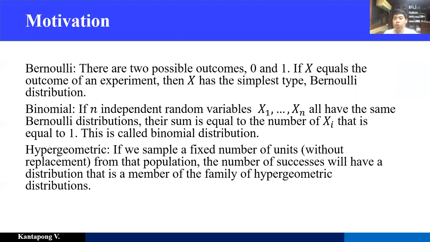Binary, we have 2 possible outcomes, like 0 and 1. It's like tossing a coin, right? For the binomial, it's tossing a coin n times. We have success and failure, and from the n trials, we count how many heads we get. And for the hypergeometric, if we sample a fixed number of units from the population, what is the number of successes? If we pick one member from the population, we will not pick it again.